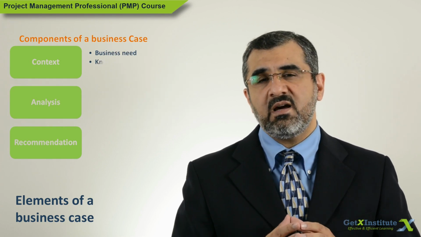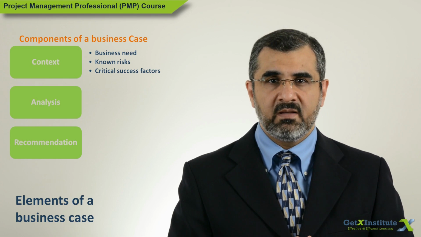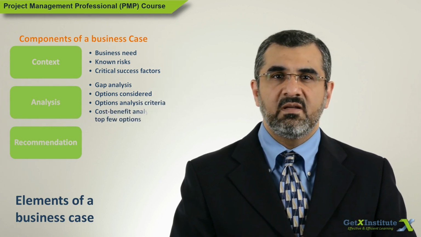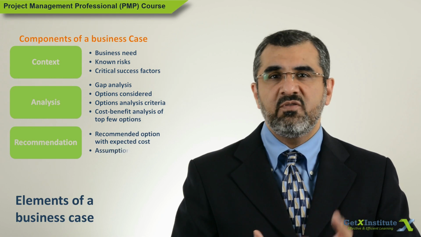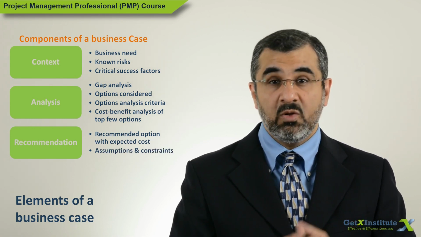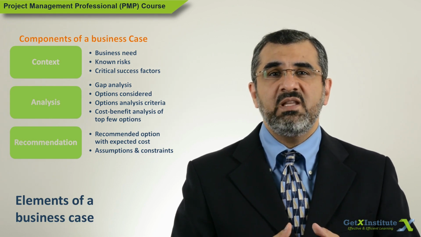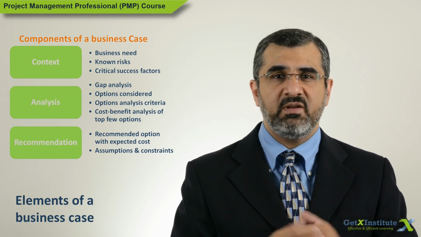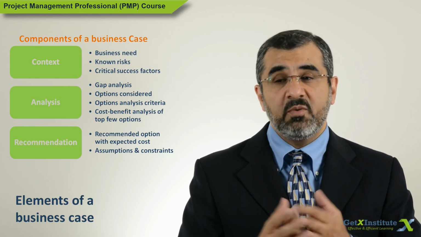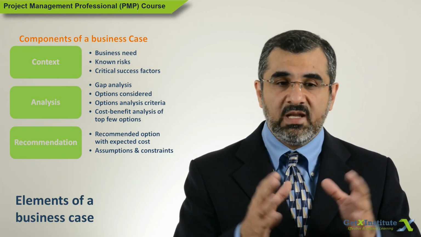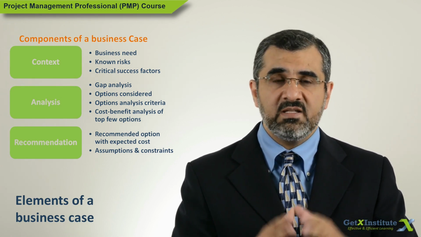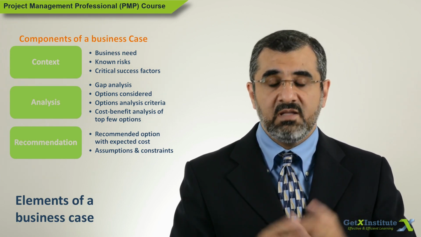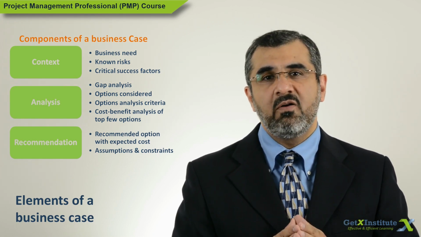I have seen this under the titles needs assessment, business need, background information, and business justification. Besides the business need, there is other information that will be in the business case. The list of strategic goals and objectives that the business case is aligned with, gap analysis showing the current state and future state and what's missing in between these, known risks at this stage, what will be the critical success factors, the ones that if those are not met, the business benefits cannot be realized, various options and approaches considered, the criteria used for analyzing those options, the cost-benefit analysis of the top few options, the recommended option with expected cost, the assumptions and constraints, and how success will be measured.